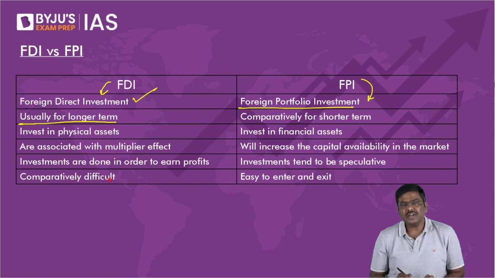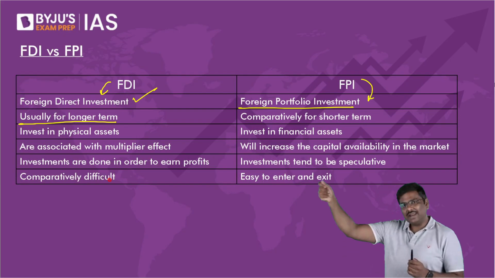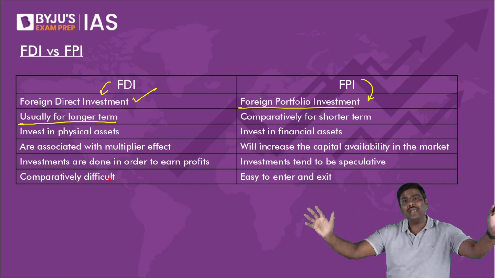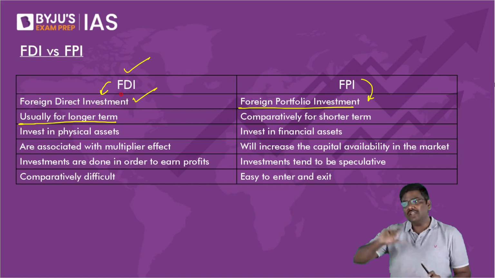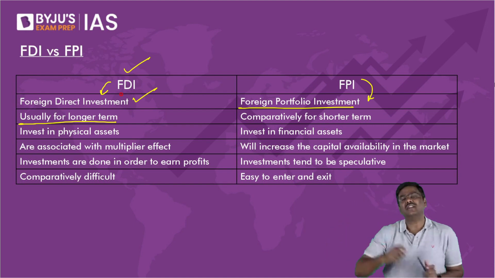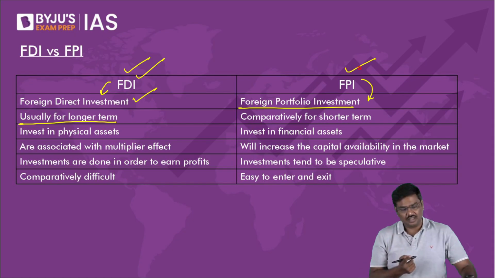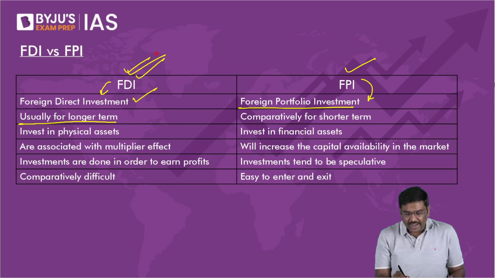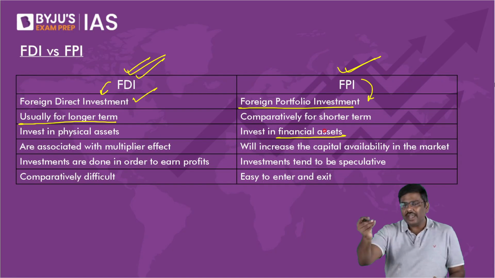FDI, please understand, they will invest and create assets in India, roads, manufacturing facilities, aeroplanes, etc. That is FDI. Whereas FPI, they will invest in shares, they will invest in bonds, etc. So can I call FDI will create physical assets, whereas FPI will create financial assets? Let me know. FDI will invest in physical assets. FPI will invest in financial assets, shares, bonds.